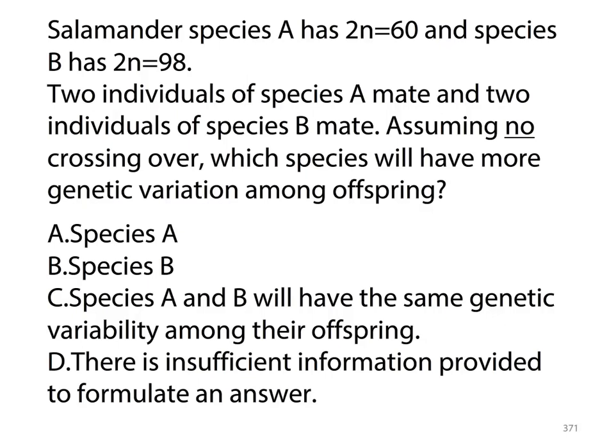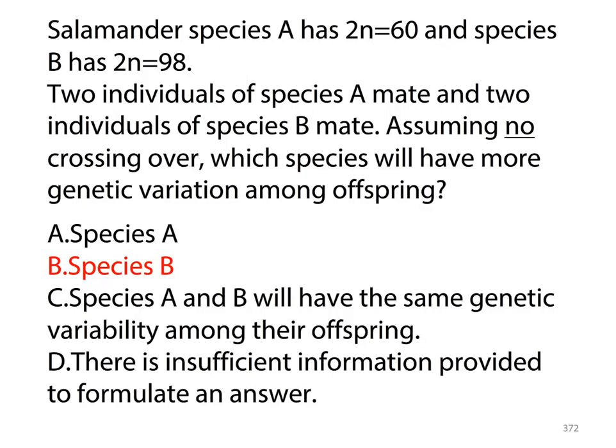It's not D. Think through the question and answer honestly. You should have this, it should be a piece of cake, and then move forward. With any luck, you chose B, species B. You might be asking yourself why. It's because species B has more chromosomes.